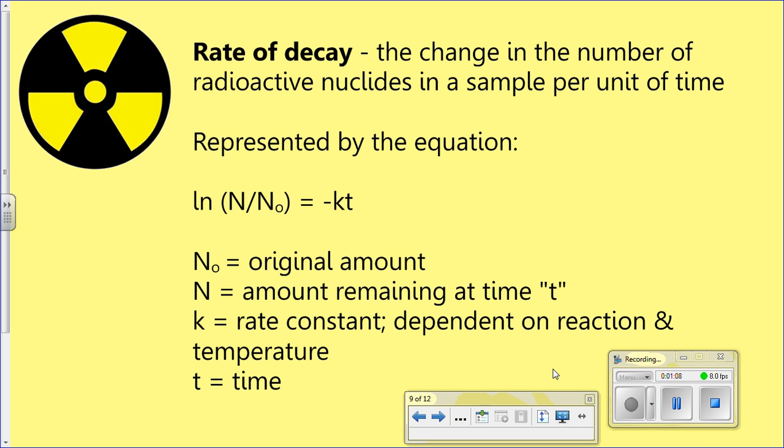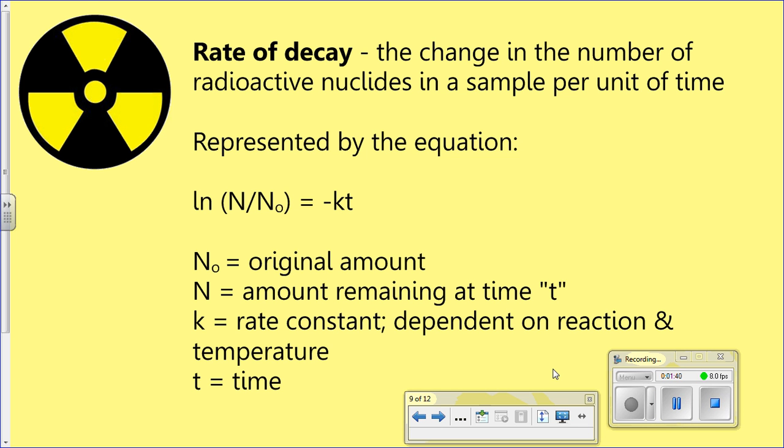That can be in concentration, it can be in grams, it can be in milligrams. It doesn't matter because that is a ratio, as long as the units are the same, that will cancel out. The regular N is indicating the amount that remains at time t. So if you start with 1 and you go down to 0.5, it would be 0.5 over 1 as that ratio. And then the natural log of that ratio is taken and set equal to the negative k, the rate constant, times t, the time.